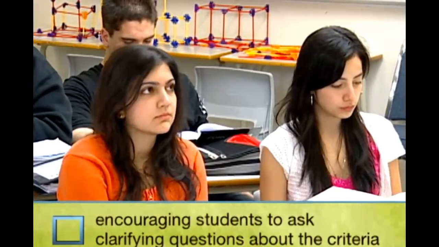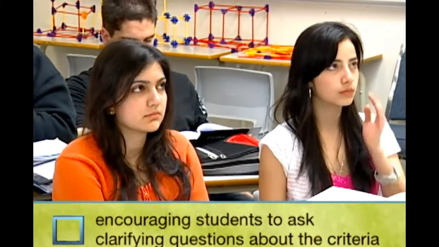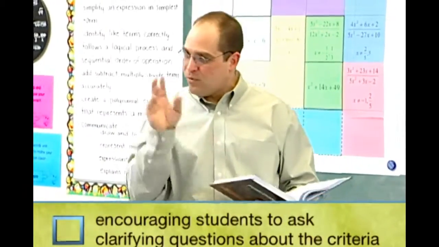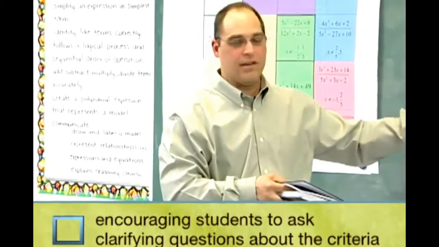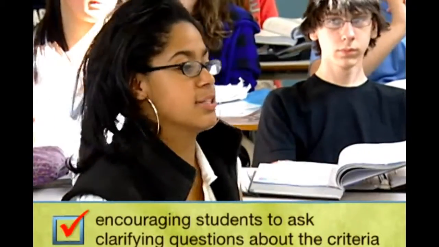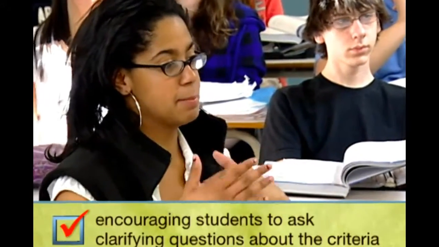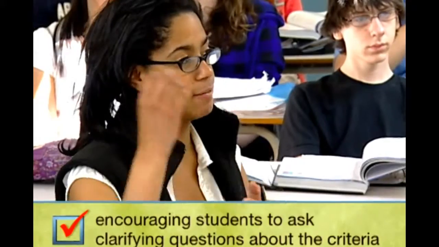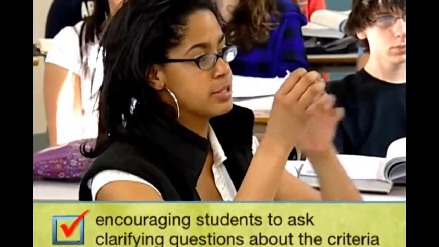Encouraging students to ask clarifying questions about the criteria. So are there any questions before we take a look at the sample solution about any of these requirements or criteria that we put on the board? Natalie? Is there a way that we can do a step-by-step process for finding the first one all the way to the second one?